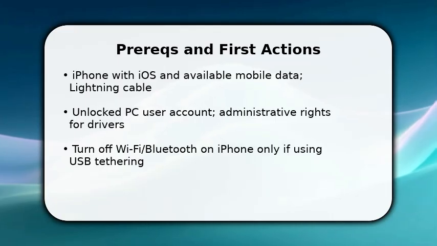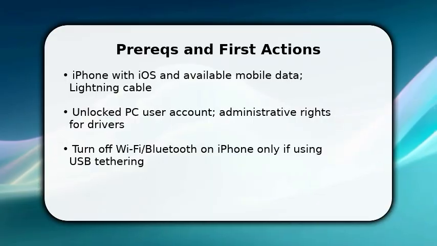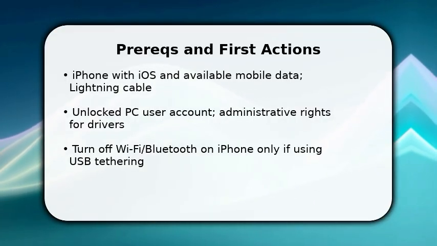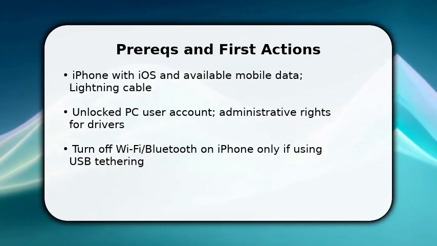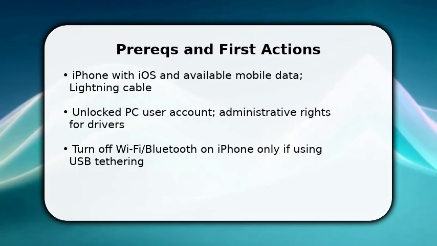You begin by confirming prerequisites. Your iPhone has cellular data and a lightning cable, and your PC account can install drivers. Plug the iPhone into the PC now. Windows should detect a new device. Unlock the iPhone, and when prompted, tap Trust to authorize the computer.